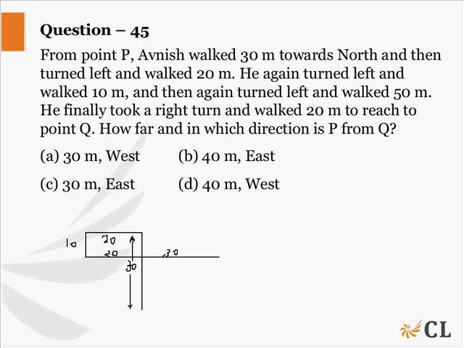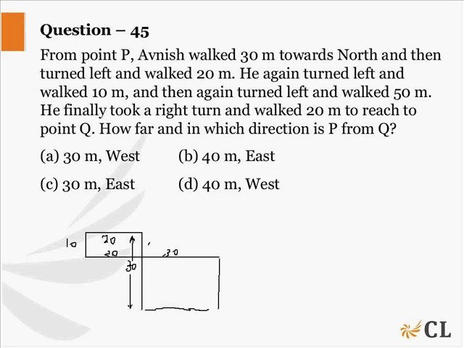Okay, walks 50 and then finally takes a right turn and walks 20. So again he takes a right turn, that means in this direction, south. 20 means he will be collinear with this point now, because this is 10, so this is 20, that means both points will come in one line. So now the question is simple, this is 30, nothing less.